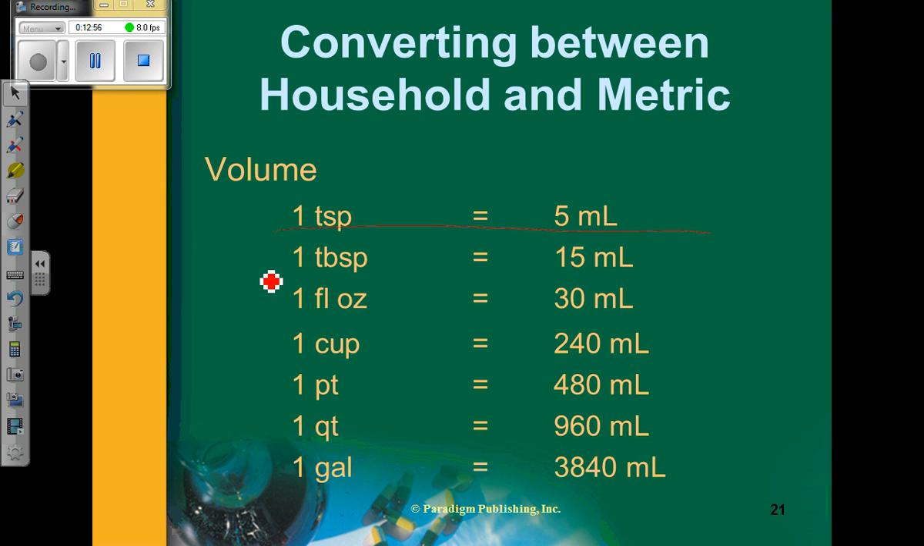But 1 teaspoon equals 5 milliliters. 1 tablespoon equals 15 milliliters. 1 ounce equals 30 milliliters. 1 cup equals 240. 1 pint equals 480. 1 quart equals 960 milliliters. And 1 gallon equals 3,840 milliliters.